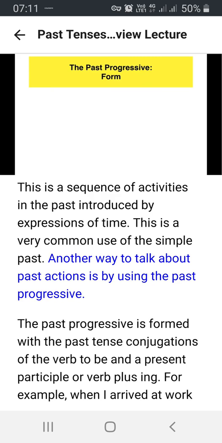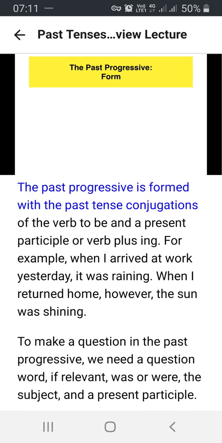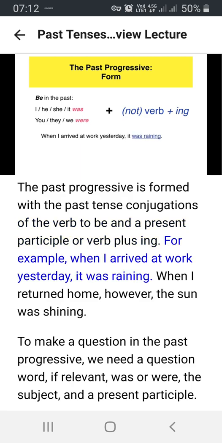Another way to talk about past actions is by using the past progressive. The past progressive is formed with the past tense conjugations of the verb to be and a present participle, or verb plus ing. For example, when I arrived at work yesterday, it was raining. When I returned home, however, the sun was shining.